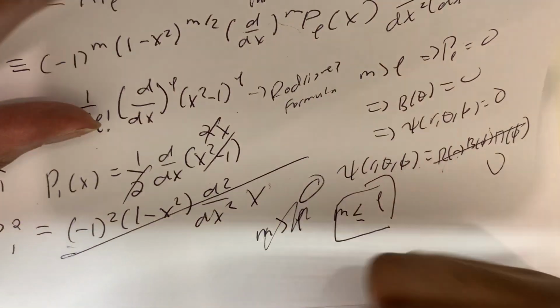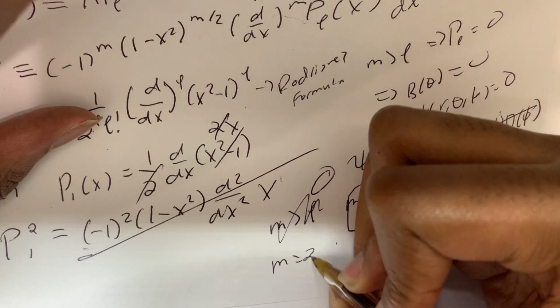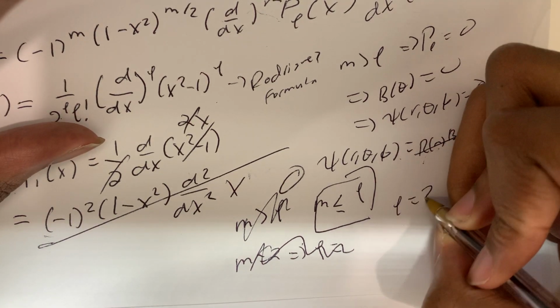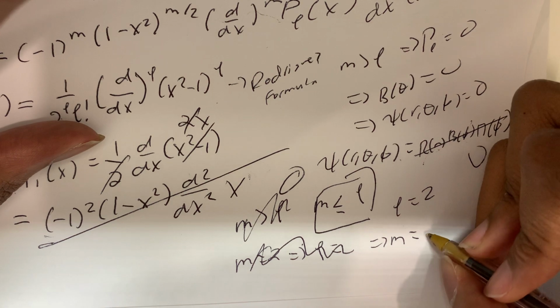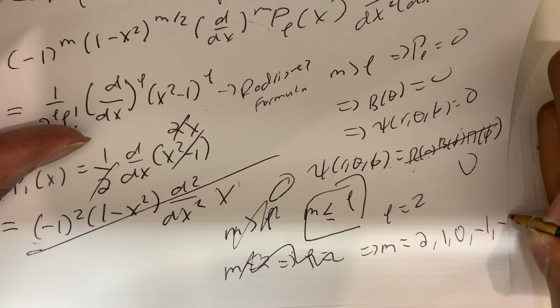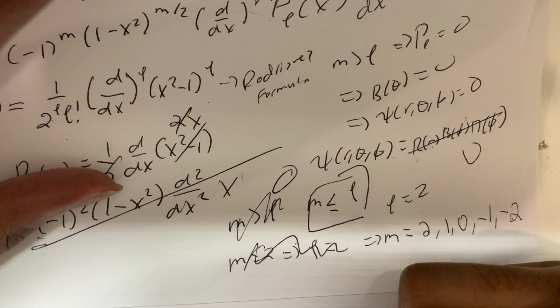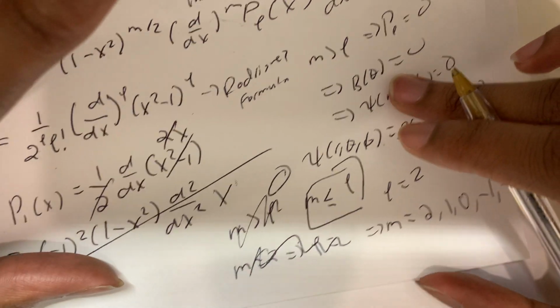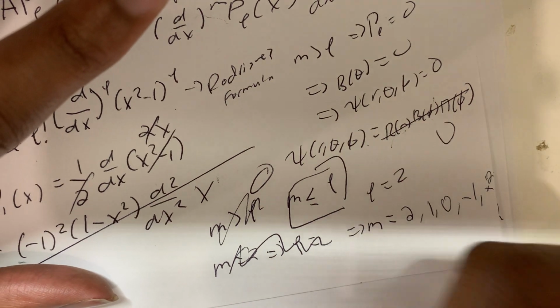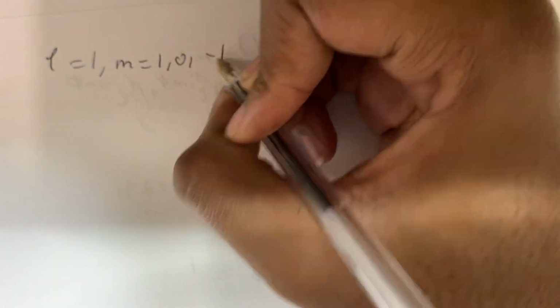So for example, if L equals 2, this implies that m can be 2, m can be 1, m could be 0, and it could also be minus 1, and it could also be minus 2. Kind of ran out of room there. But yeah, it could also be minus 2. It just has to be smaller than L. If L was equal to 1, this means that m could be 1, m could be 0, and m could also be minus 1.